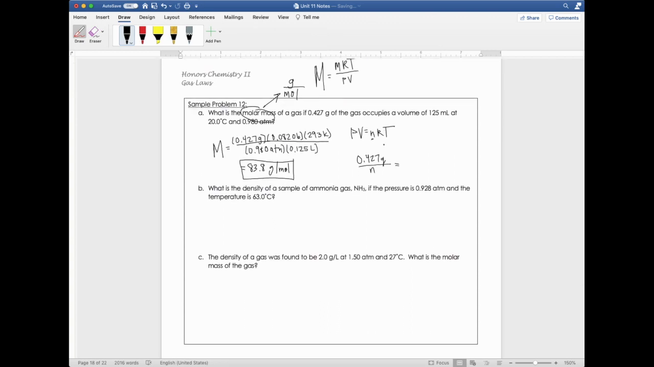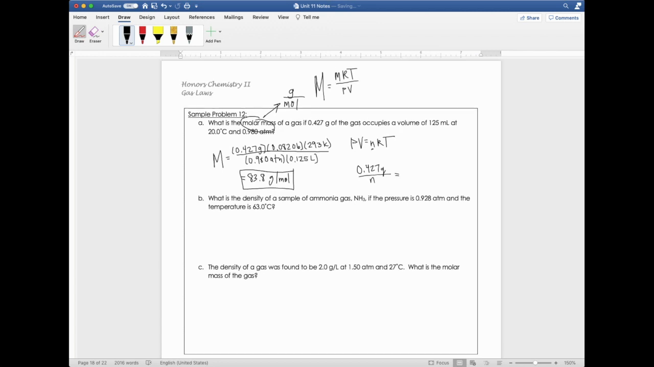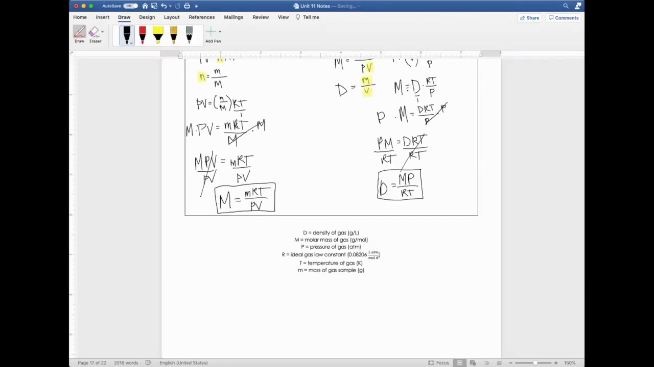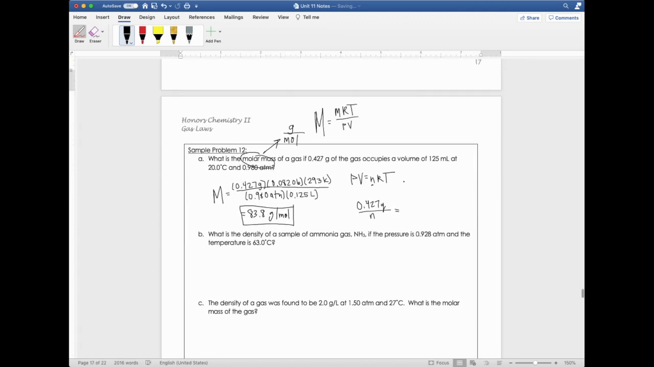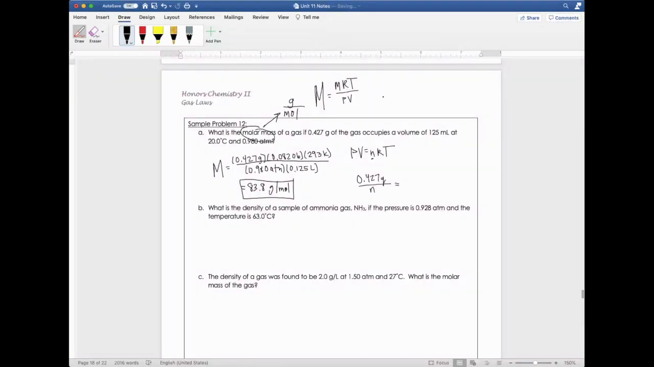Let's go ahead and try B. What is the density of a sample of ammonia gas if the pressure is 0.928 and the temperature is 63? Again, there's no right or wrong way to solve this, but we do have an equation that we can use to directly solve this. The density is equal to the molar mass times pressure divided by RT. So let's get that written down here so we have it more readily available. D equals MP over RT.